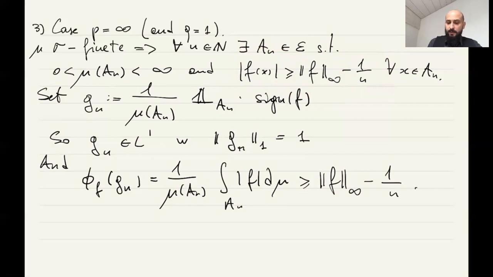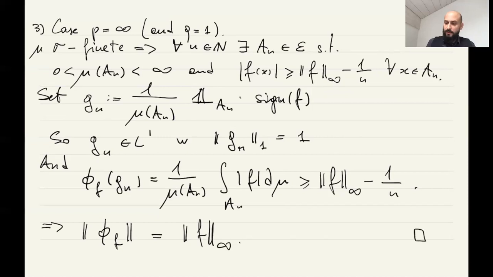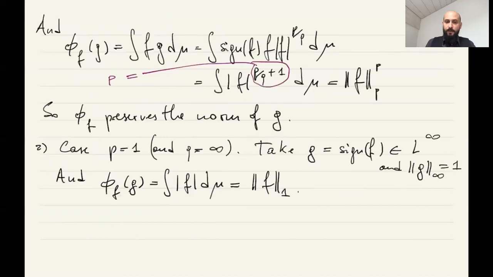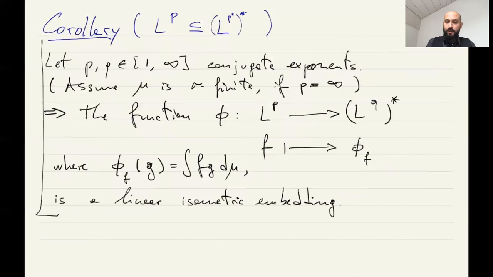In the limit, we get that the norm of this quantity is at least the norm of f. So what we also get is that, again, the norm of phi_f is equal to the infinity norm of f. And this concludes the proof of the inclusion of LP inside the dual of LQ.